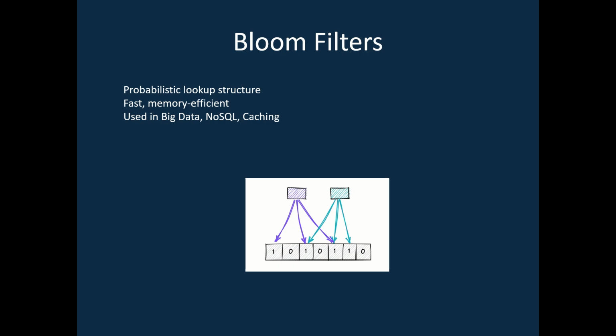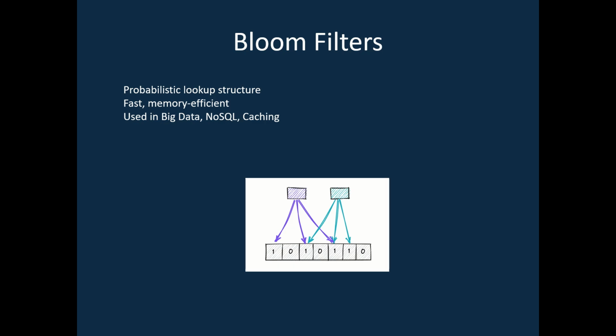These are used in distributed joins, to avoid sending unnecessary rows, maybe in caching systems, maybe in networking loops like HDFS and Cassandra, NoSQL databases, to reduce the disk lookups and all. So what Bloom filters do is reduce the expensive disk input output and avoid transmitting unnecessary data between distributed nodes.